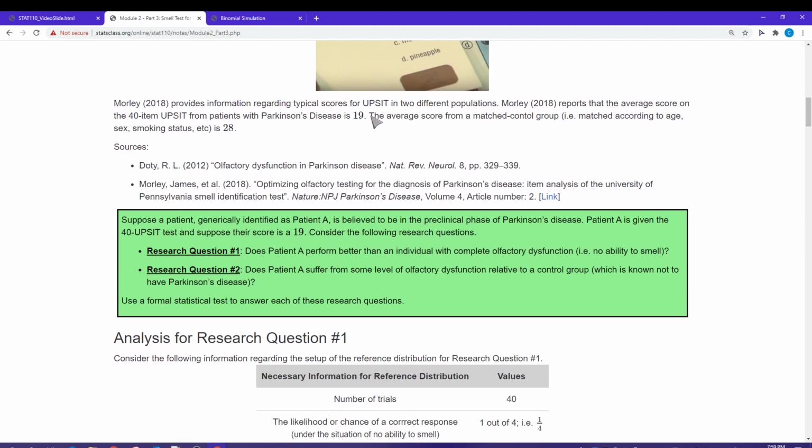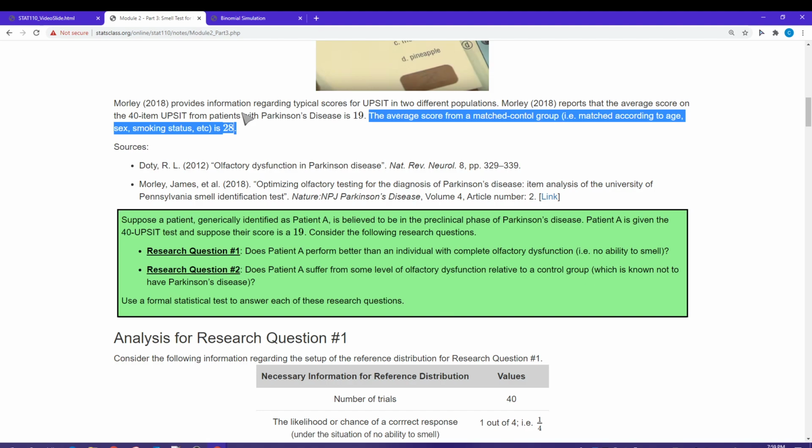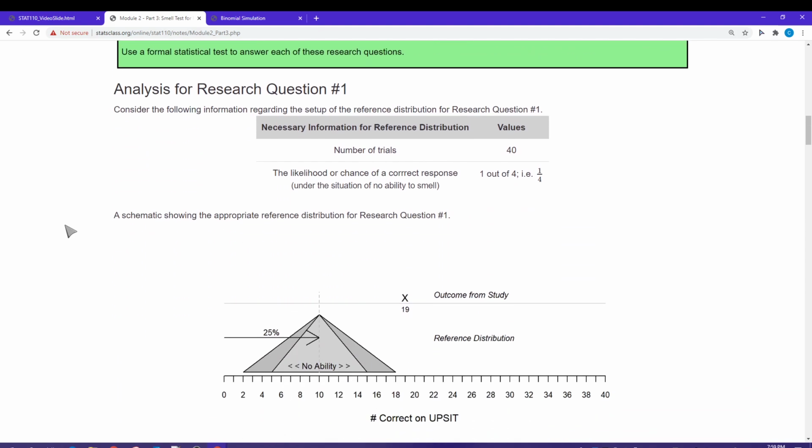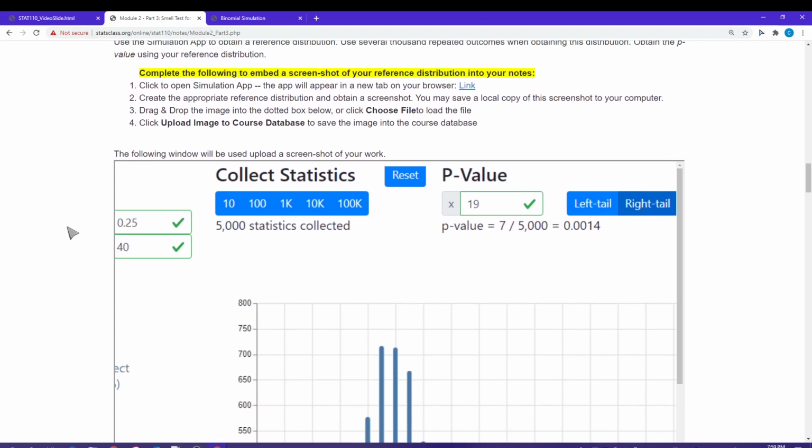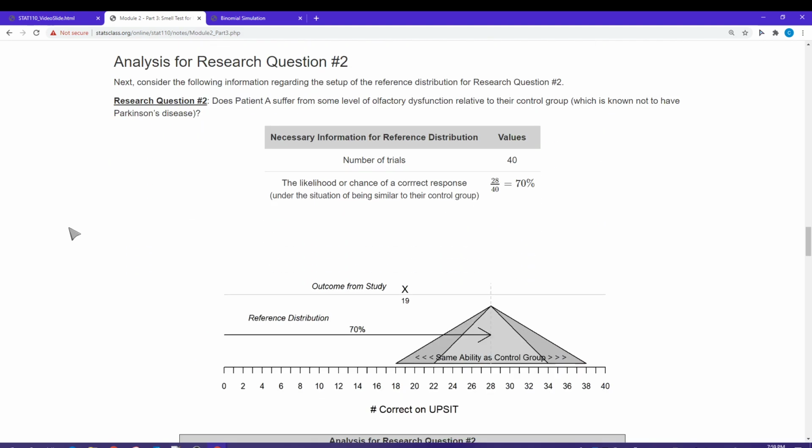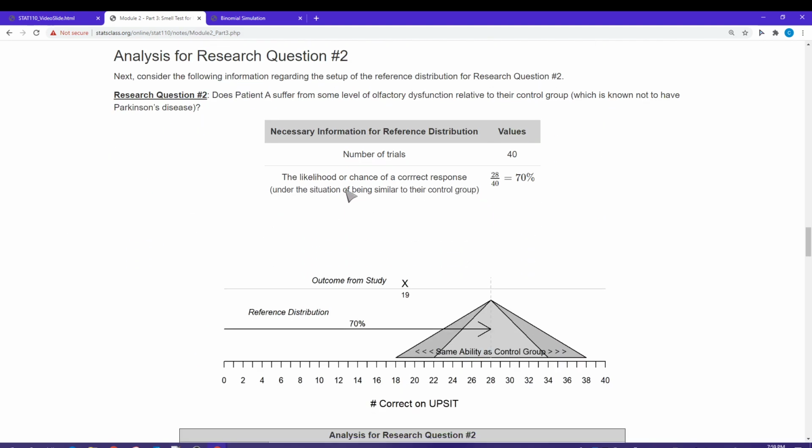Information from up above here is that the control group was able to get 28 out of the 40 correct. So not all of them correct, but a good proportion, certainly a majority of those correct. So we're going to be using the 28 out of 40 for building the reference distribution down here for research question number 2.